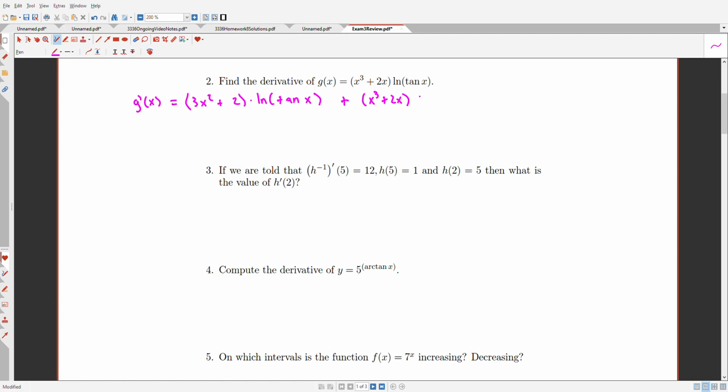So that second term, the derivative of ln is 1 over. And then we have to remember the derivative of tangent is secant squared. So there might be some other ways to rewrite that last piece, but I'm going to leave it like this for our sake.